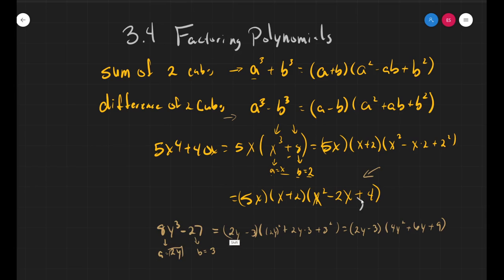So the cube root of 8y cubed is 2y, minus 3, which is the cube root of 27. And then we plug into the second part: 2y, we're going to square that, 2y times 3, and then we're going to square 3. So then cleaning up a little bit, 2y squared is going to be 4y squared, because that square has to hit both the 2 and the y. Then 2 times y times 3 is going to give us 6y, and then 3 squared is going to give us 9. So that's how we're going to work through these sum and difference of perfect cubes problems.